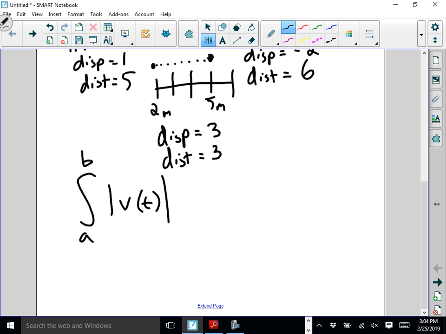So if I do the integral from a to b of the absolute value of velocity, notice the absolute values are around v of t. They are not around the whole integral. Doing it around the whole integral doesn't solve the problem. It has to simply be around the v of t function. This will give you total distance traveled.